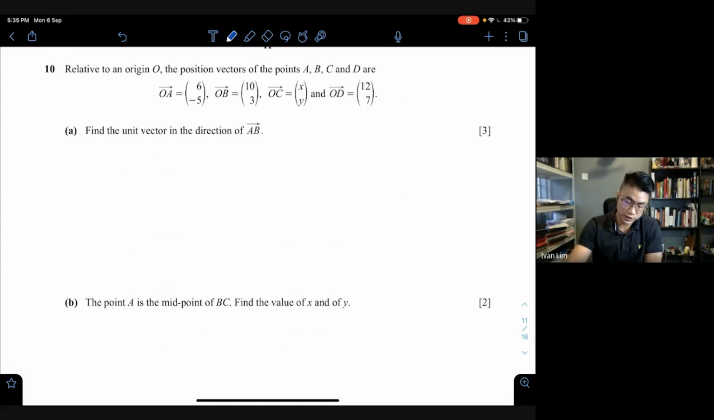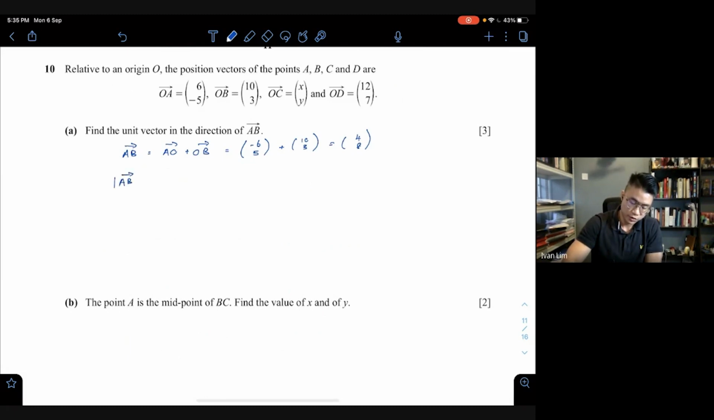So let's find what is the vector first. Vector AB will be AO plus OB, which is negative OA plus OB. So I need to calculate this. Negative (6, negative 5) plus (10, 3) equals (4, 8). Okay, 1 mark question, 1 mark step.